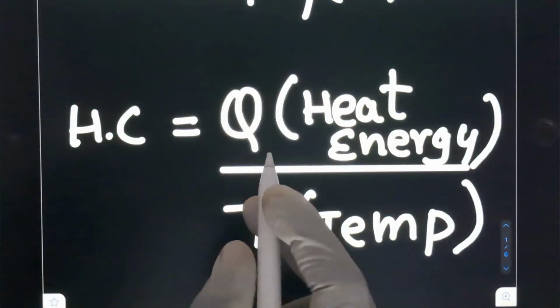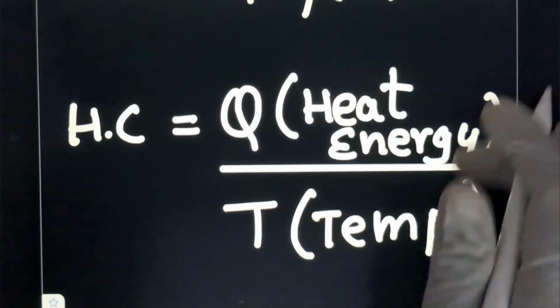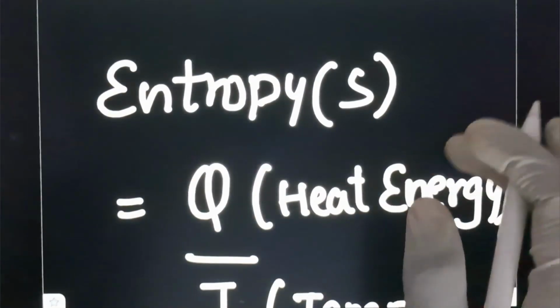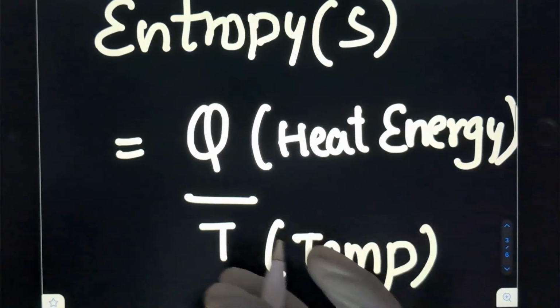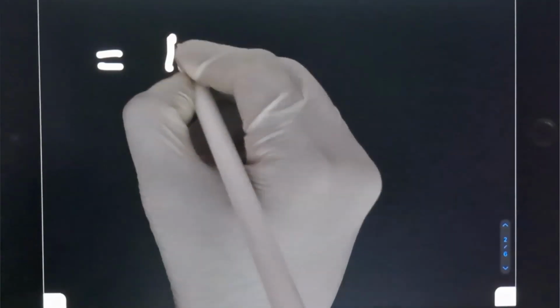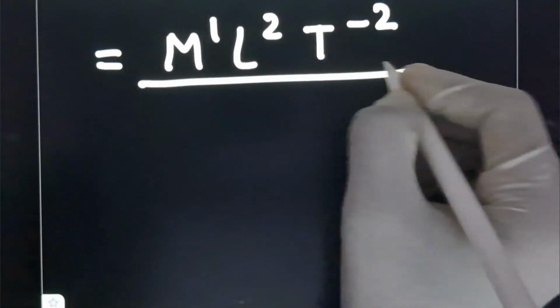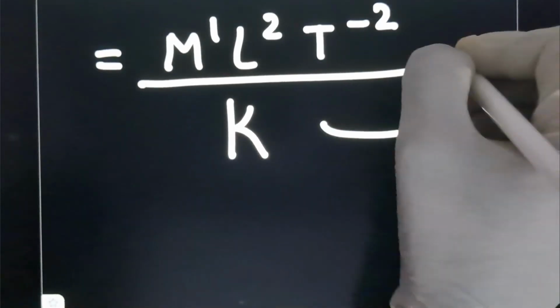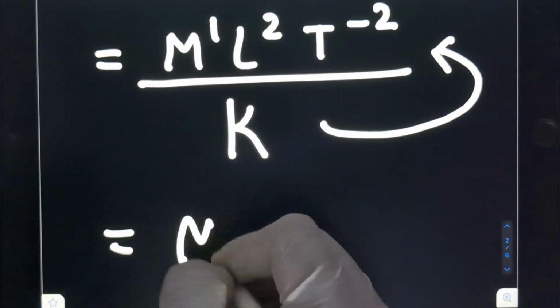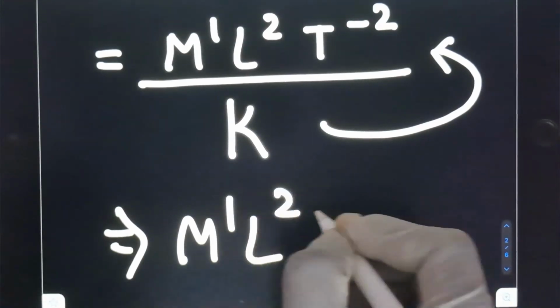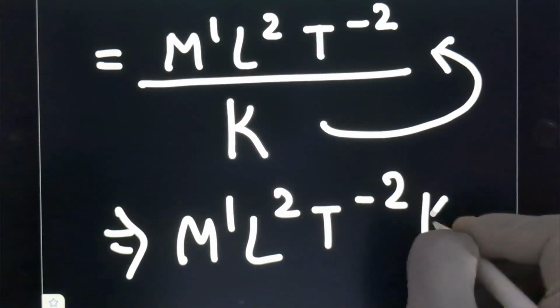To find the dimensional formula of heat capacity C and entropy S. Heat capacity is equal to heat energy by temperature, heat energy Q by T. Entropy is also equal to heat energy by temperature, Q by T. Here we should know the dimensional formula of heat energy, and it is M^1 L^2 T^-2 by temperature. It is denoted by K. Here if K is inversed, M^1 L^2 T^-2 K^-1.